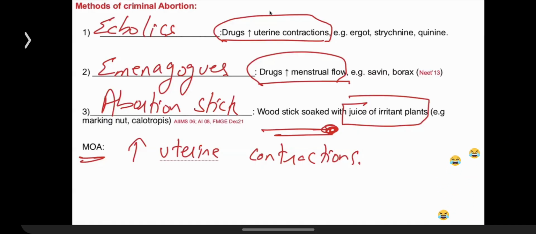And then wooden stick is a stick on which we apply some irritant juice and put inside the uterus, which increases uterine contractions.